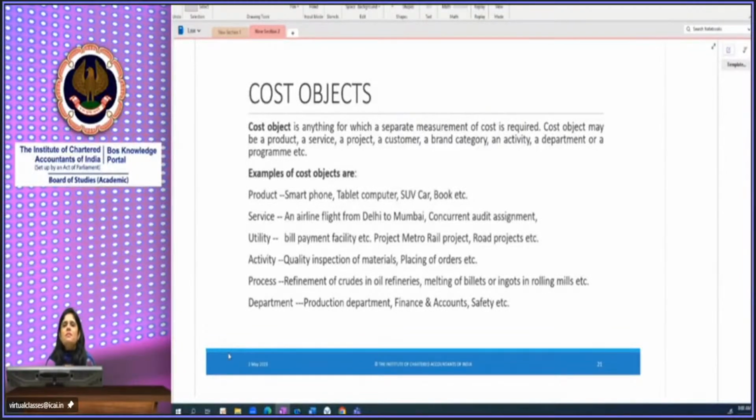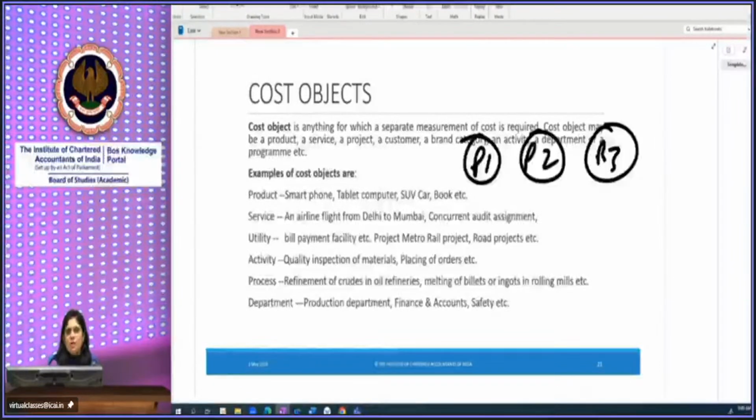Suppose I work on customer orders. I get customer order one, customer order two. So I want the cost of whatever I'm doing for customer order one. What is the cost for customer order one? So the customer order is my cost object. Clear? Let us say the product passes through three processes. All right. Process one, process two, and process three. So I want to know the cost of process one, process two, and process three. So every process is a cost object. Whatever you have to calculate the cost for is called a cost object.